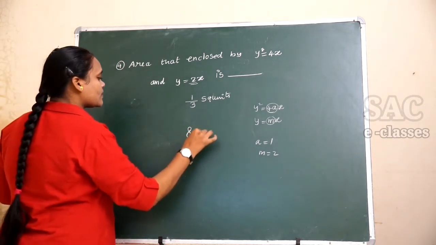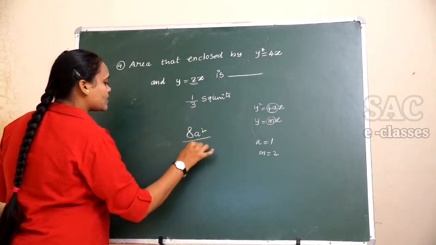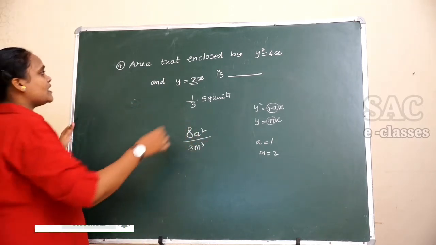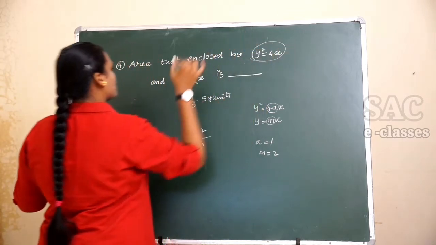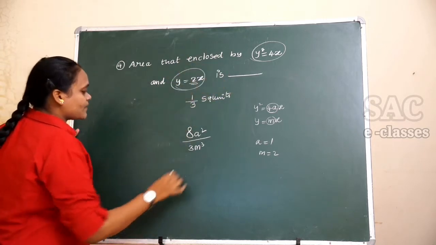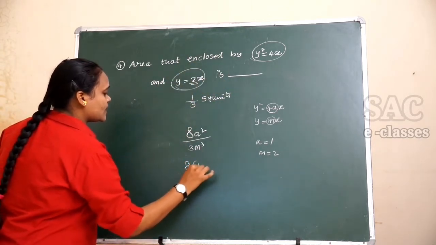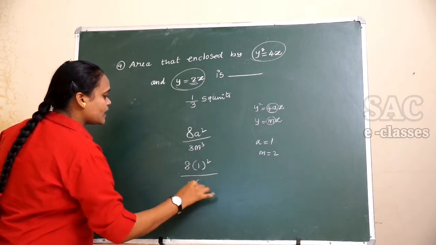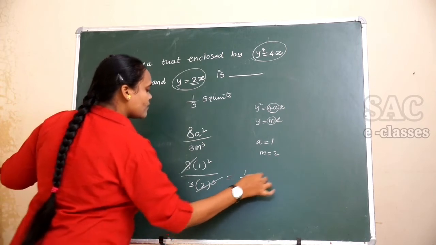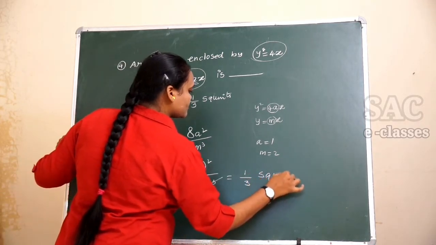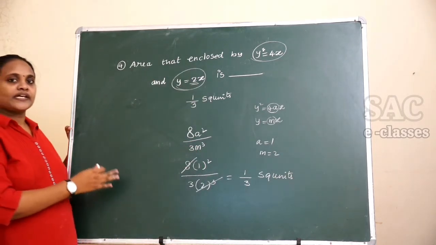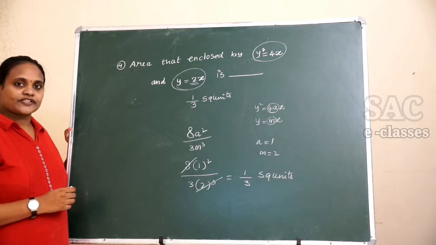So by using 8a² by 3m³, we can find the area of any parabola y² = 4ax and line y = mx. So 8 into 1 squared, by 3 into 2 cubed. 8 and 2 cubed get cancelled. The answer is 1 by 3 square units. And for this, you need not apply any integration. Let's move to the next problem.